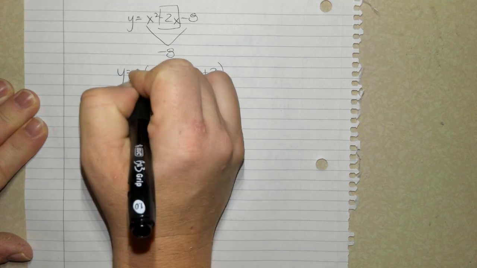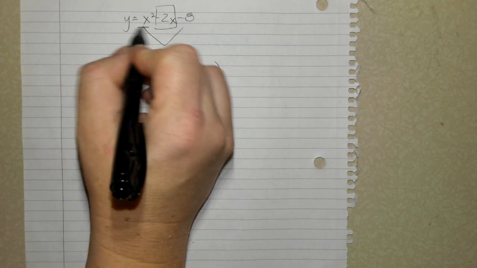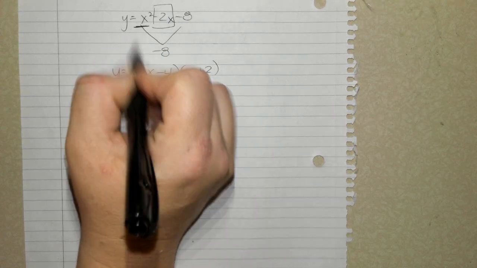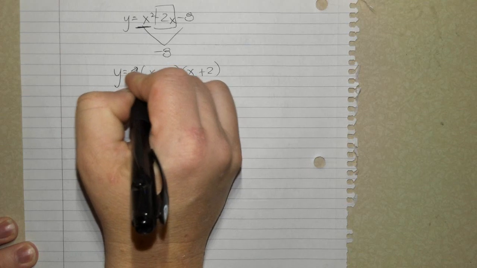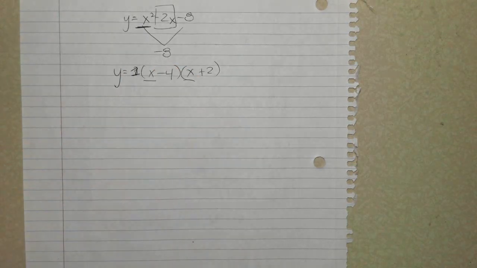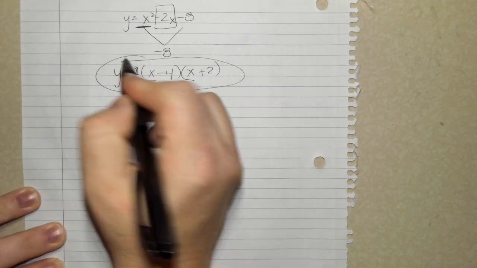Now here's what we do need to check to see if this is right. I want a 1x squared. Is this times this 1x squared? It is. So what does that mean? It means this number in front is a 1. This is factored form. Done.